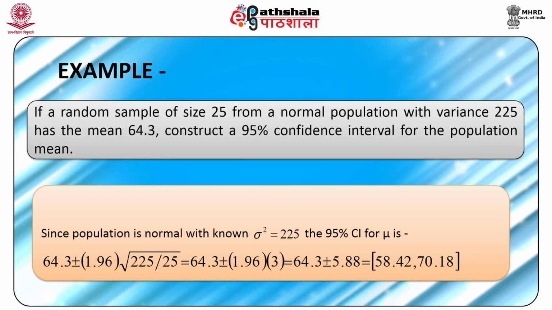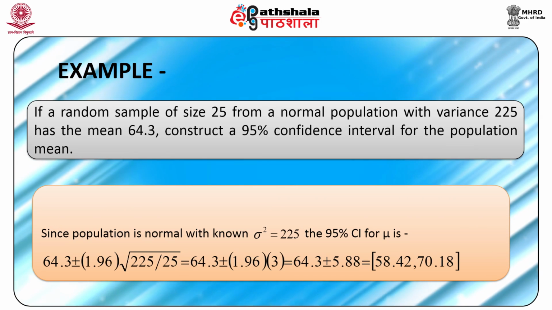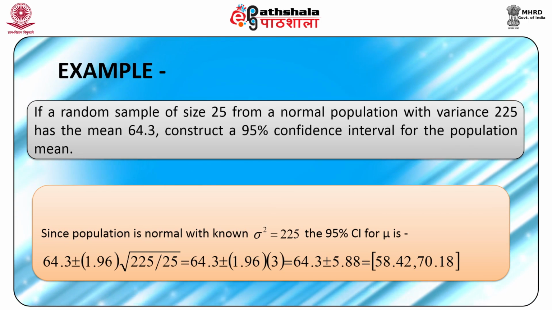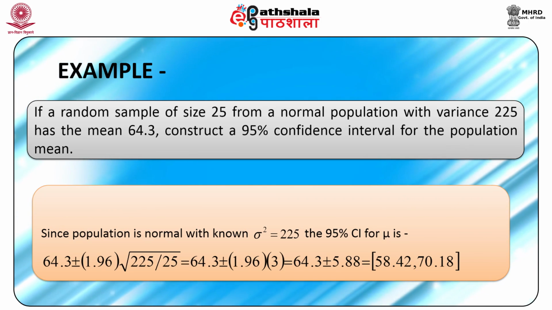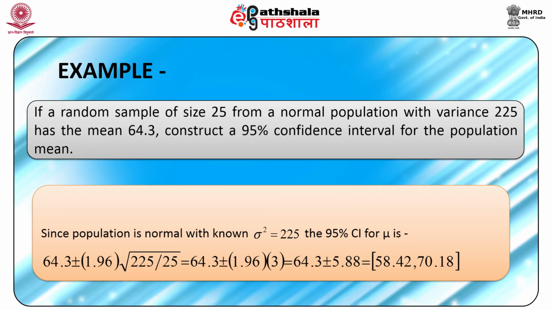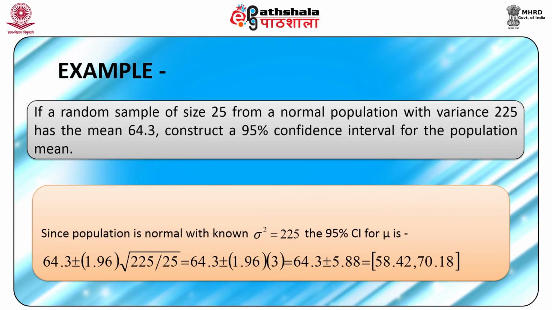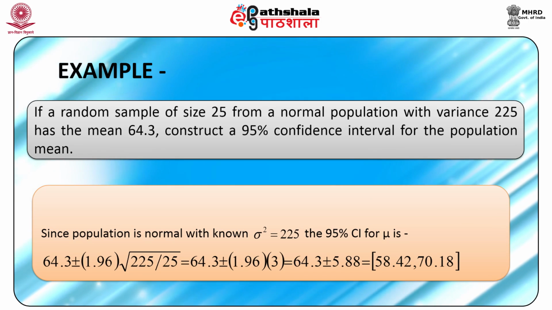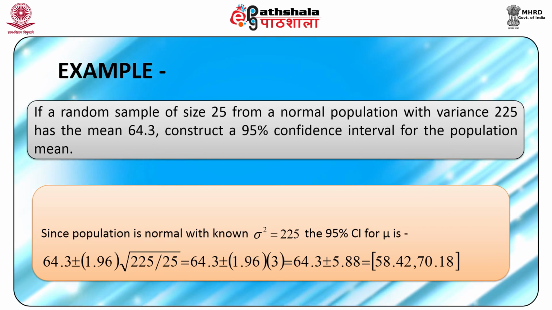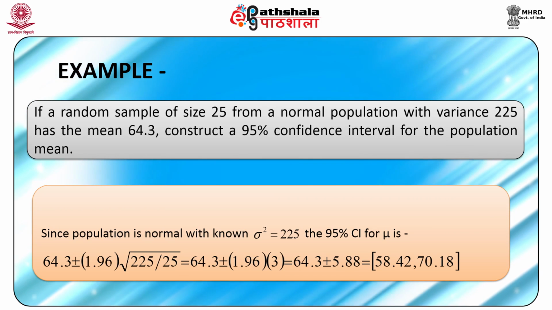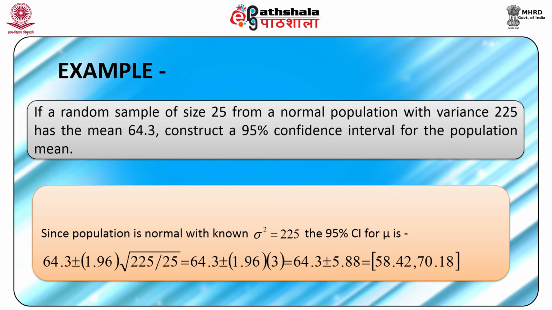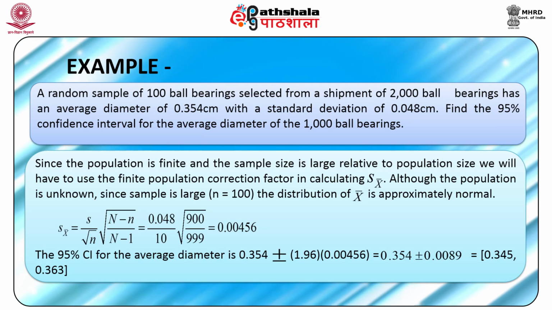Let's see the solution. Now, since the population is normal with known sigma square, which we have mentioned is 225, the 95% confidence interval for mu could be written as 64.3 plus minus 1.96 into under root of 225 divided by 25, and this comes out to be 64.3 plus minus 1.96 into 3, and on simplification is equal to 64.3 plus minus 5.88, which gives us the interval of 58.42 as the lower limit and 70.18 as the upper limit. So let's take another example, example 2.